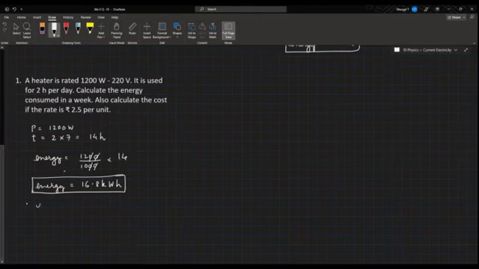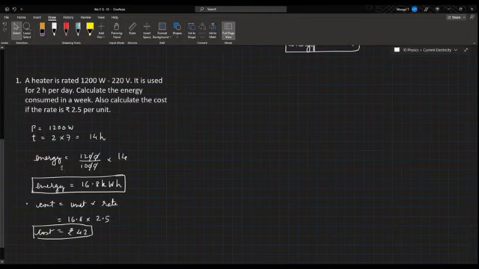Another thing over here is the cost. So cost is the number of units multiplied by the rate. So here you have 16.8 kilowatt hour multiplied by 2.5. So the cost will be rupees 42. Okay. Any questions? So you should be expected to solve these types of questions.